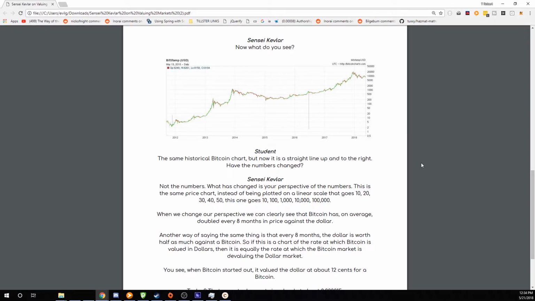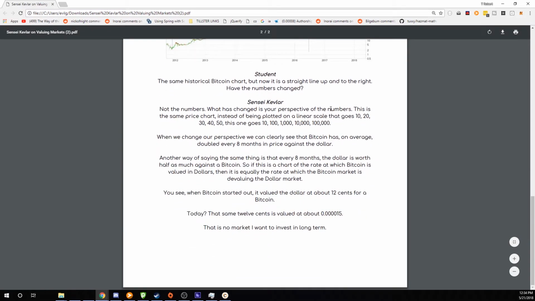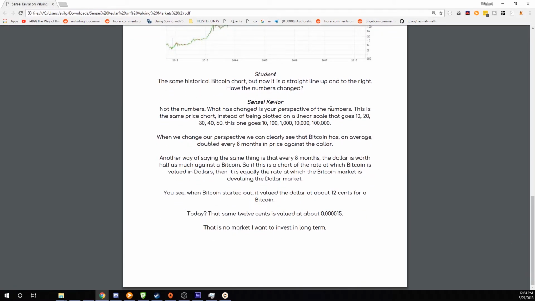months in price against the dollar. Another way of saying the same thing is that every 8 months, the dollar is worth half as much against a Bitcoin. So if this is a chart of the rate at which Bitcoin is valued in dollars, then it is equally the rate at which the Bitcoin market is devaluing the dollar market. You see, when Bitcoin started out, it valued the dollar at about 12 cents a Bitcoin. Today, that same 12 cents is valued at about 0.000015 Bitcoin. That's no market that I want to invest in long term.